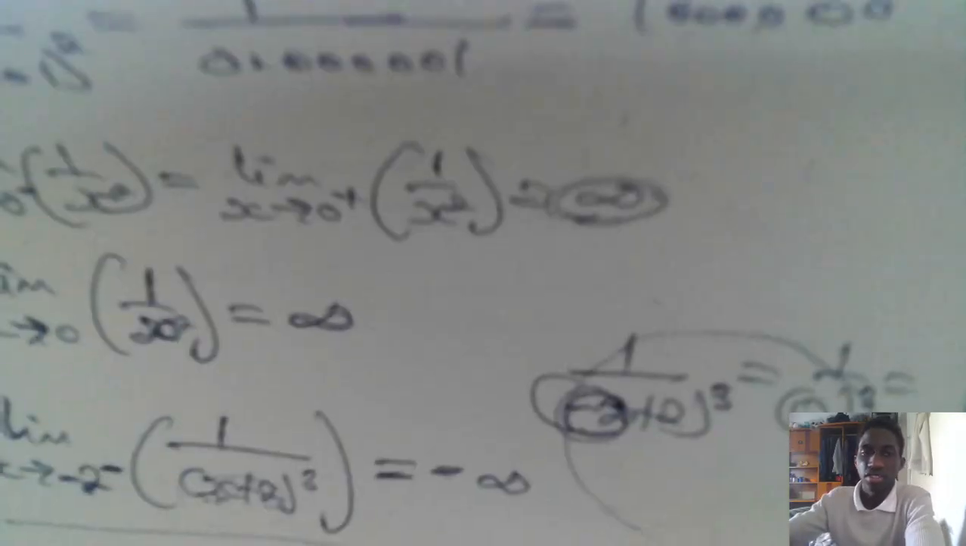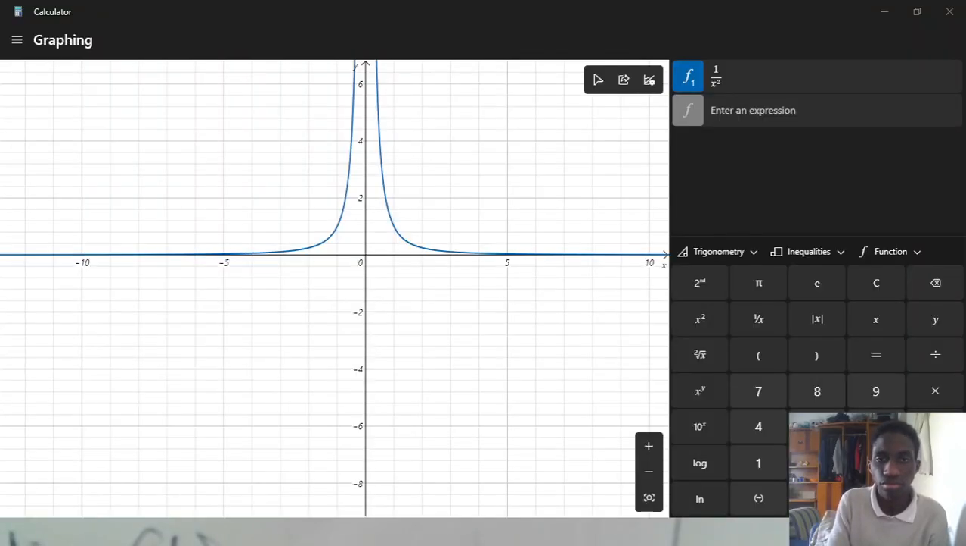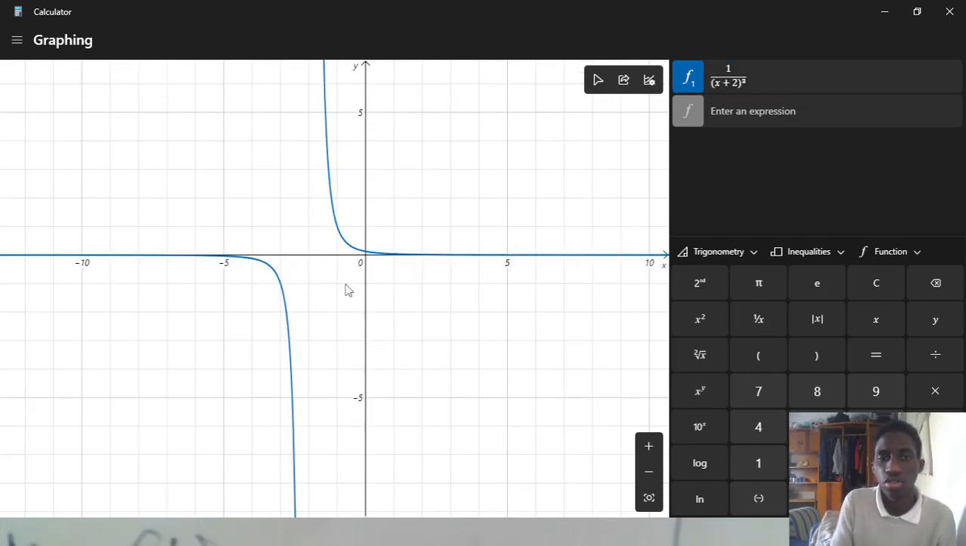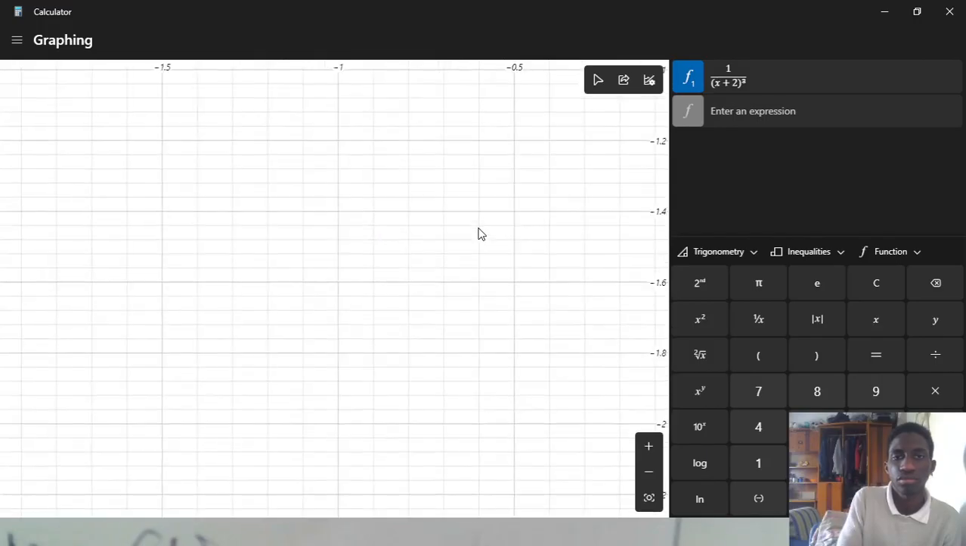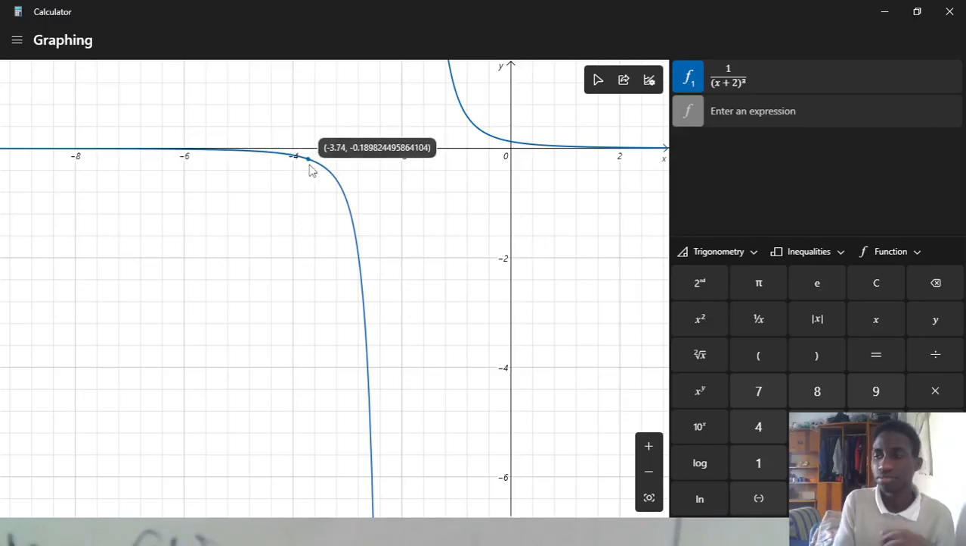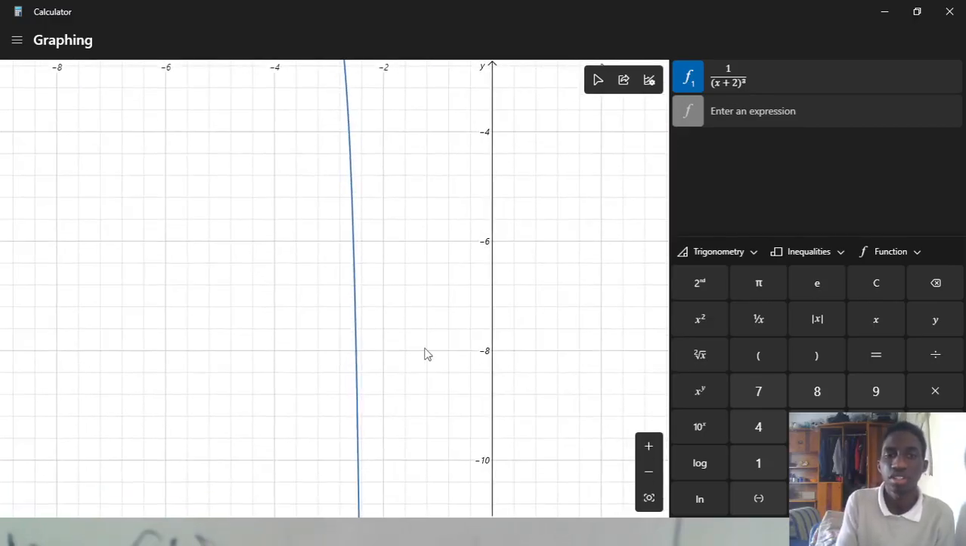You can verify this on a graph. So we just go ahead and punch in 1 over x plus 2, all cubed, and we get it. So we're looking at minus 2, right? Now if you look at minus 2, as I approach that minus 2 from the left, you can see the dip to negative infinity. That dip goes on forever.